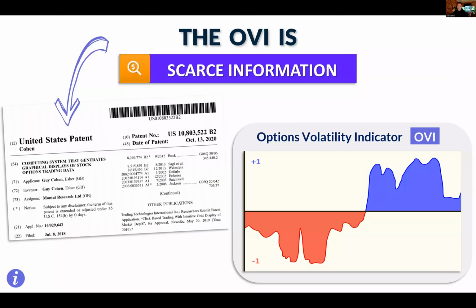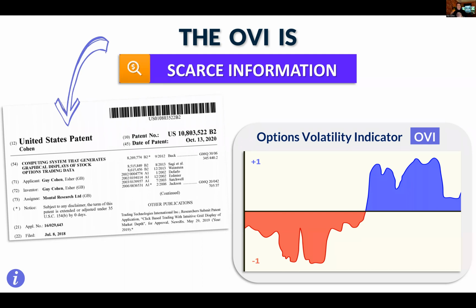Now, why is it scarce information? Because again, we've always got to have proof. We've always got to have logic behind it. Well, it's scarce information for two very important reasons. Number one, it's got a patent. So it means that no one else can actually duplicate it or replicate it or display it. So that's a pretty good indicator of scarce information.